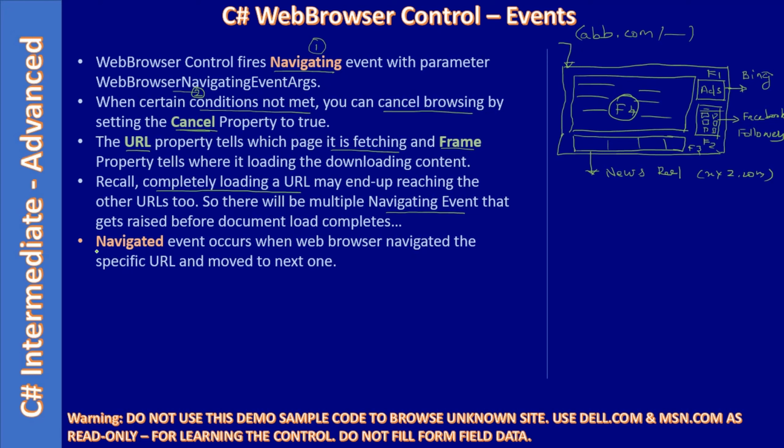Here, the Navigated event occurs when the web browser has navigated to the specific URL and moved to the next one. When we request to load the content from abb.com, we get one Navigating event, then here one Navigating event, here one Navigating, and here one Navigating event, and they come in pairs. After it reads all the contents from Bing, we get Navigated. So in this example, we get 4 Navigating events and 4 Navigated events.